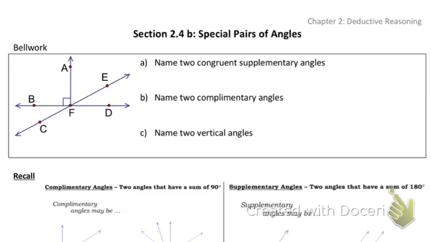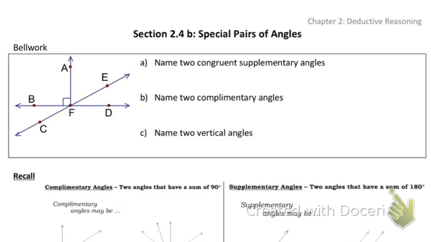So use the context clue here. They have to be supplementary and congruent. What is the size of both of those angles if they have to be the exact same and they have to add to 180? Someone else, you guys got the last two questions.